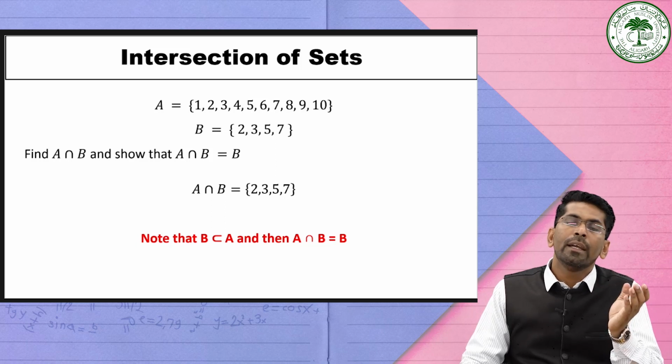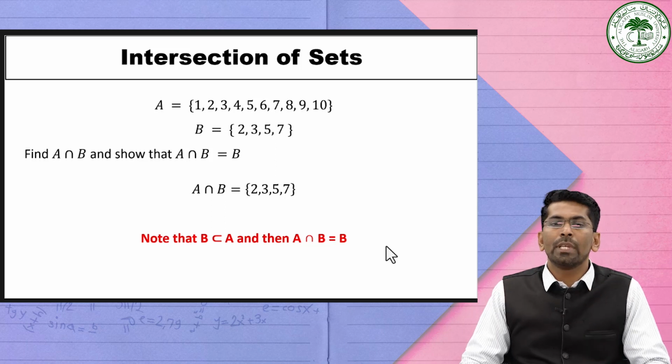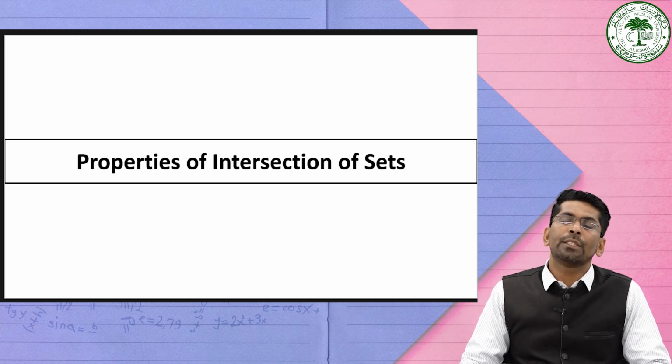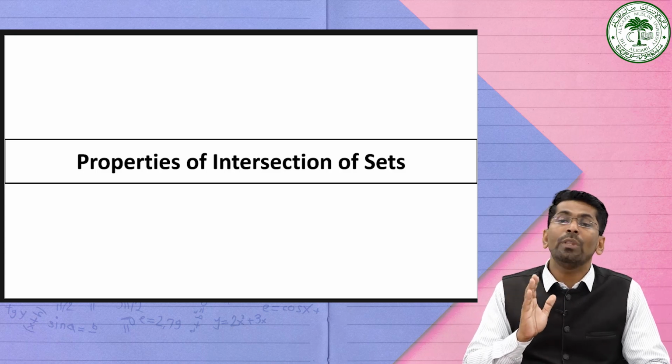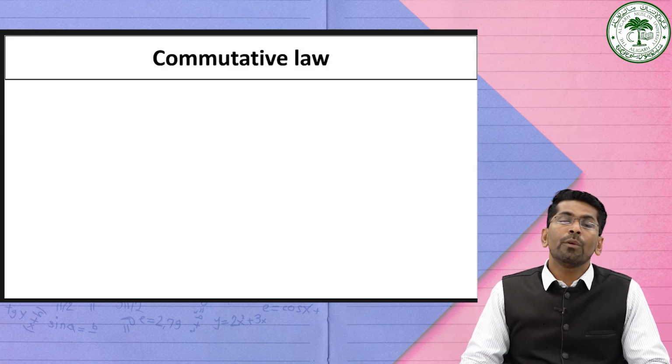So we can say that A intersection B is equal to B when B is a subset of A. Now we are going to discuss various properties of intersection of sets, which are essential for understanding how sets interact and how the intersection operation behaves. Here we consider the first property, the commutative law, that is A intersection B is equal to B intersection A.